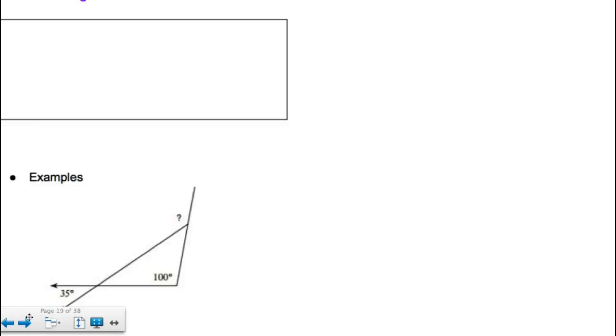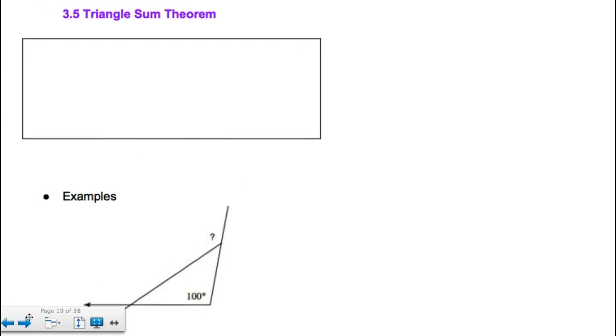Next step in this video is the triangle sum theorem, which I've already told you, but we haven't done some advanced examples using this.